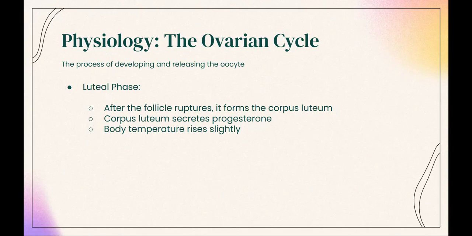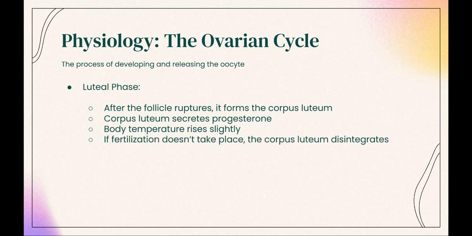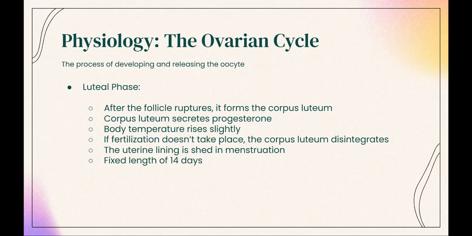The body temperature will rise slightly at this point in the ovarian cycle to increase metabolic activity in support of pregnancy. If fertilization doesn't take place, if the hormonal signals don't get to the corpus luteum, it will start to self-destruct. Then it won't secrete progesterone, and that drop in progesterone will trigger the shedding of the uterine lining about 3 days later in menstruation. The luteal phase has a fixed length of 14 days.